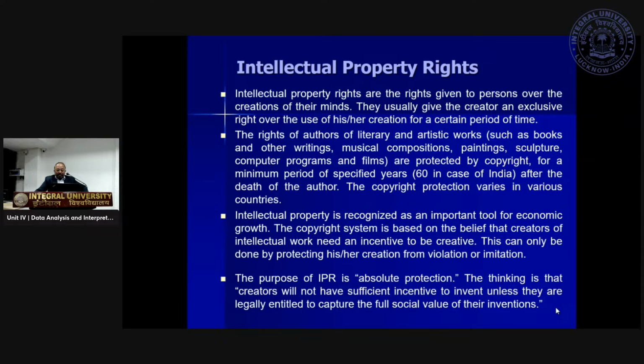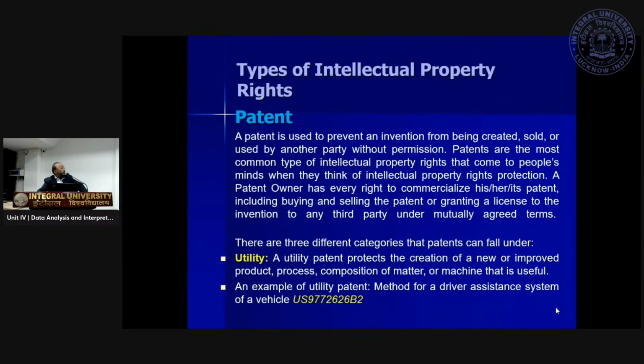So the thinking is that creators will not have sufficient incentive to invent unless they are legally entitled to capture the full social value of their inventions. So anything which you have invented can have intellectual property right or copyright or patent, so that nobody else can use that brand name or product name or anything else. These are the different types of intellectual property rights.